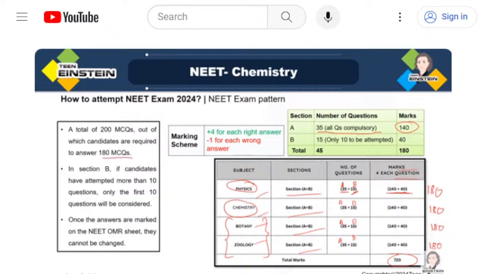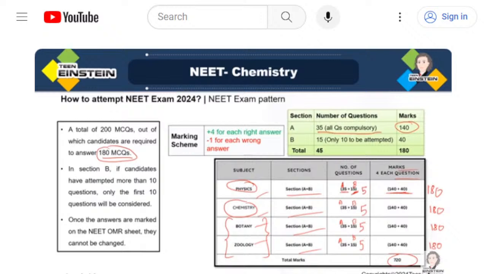So you can see here 20 questions will be extra, and all these extra 20 questions are from section B. In section B, out of 15 you just have to answer 10. So 5, 5, 5, 5, 4 for all these 4 subjects. So 5 into 4 is 20 questions that you don't have to answer. That is why you have to answer a maximum of 180 MCQs, not more than that.